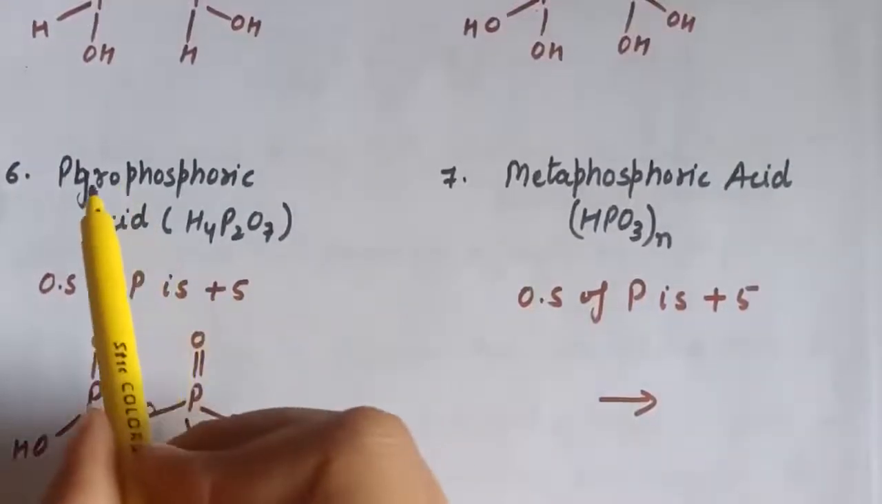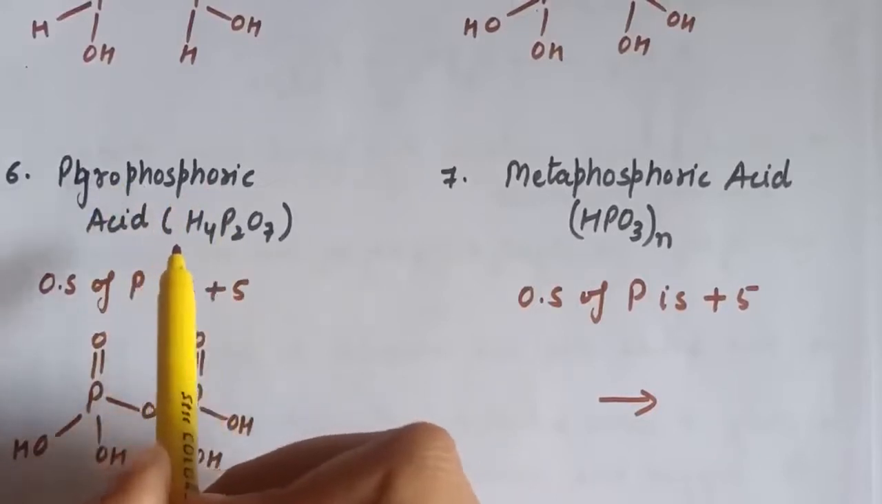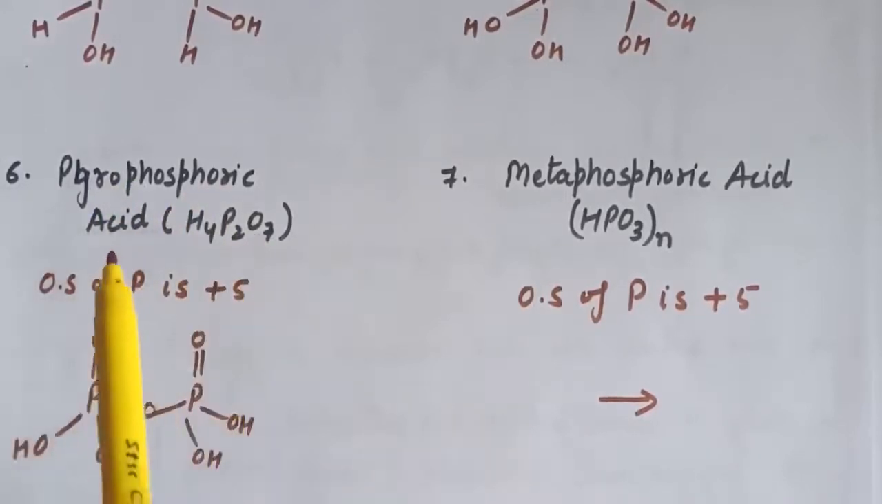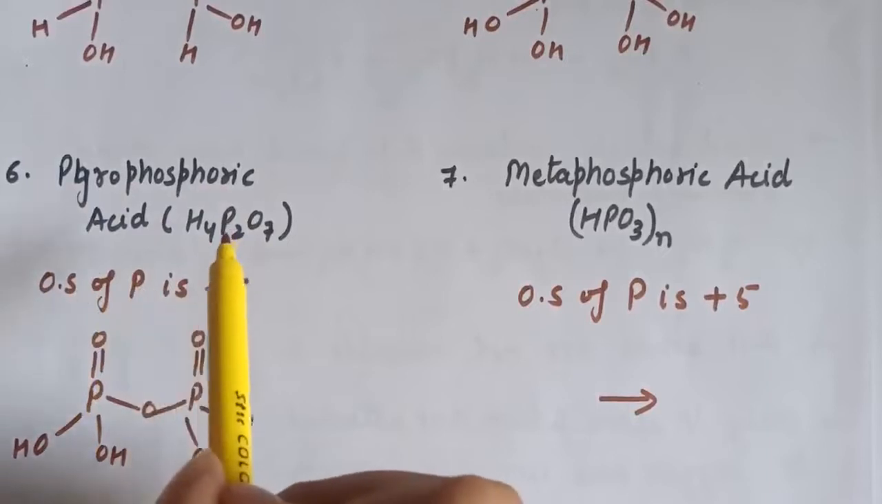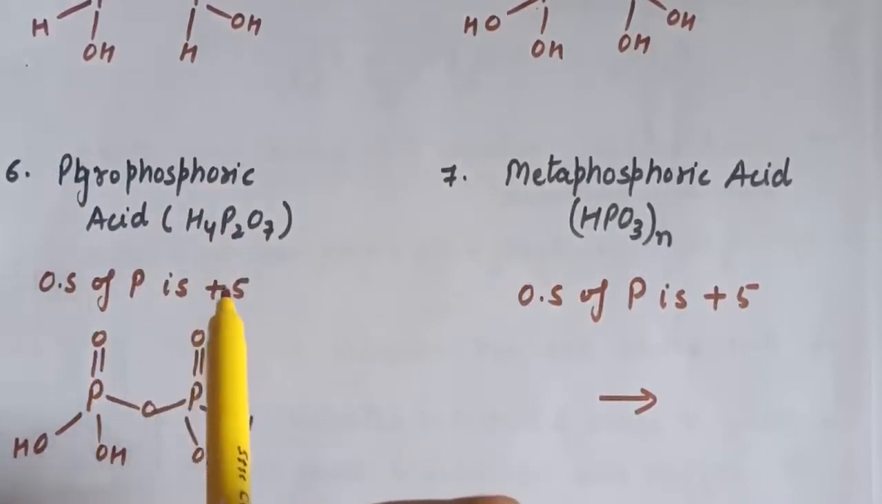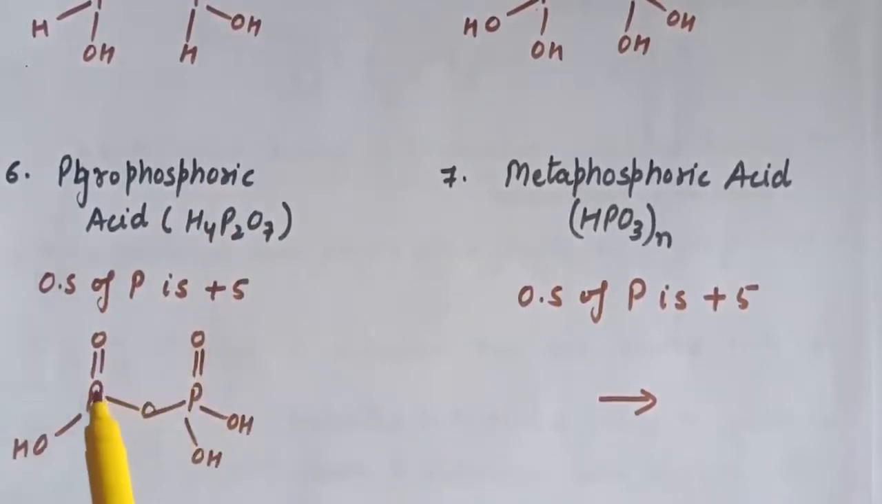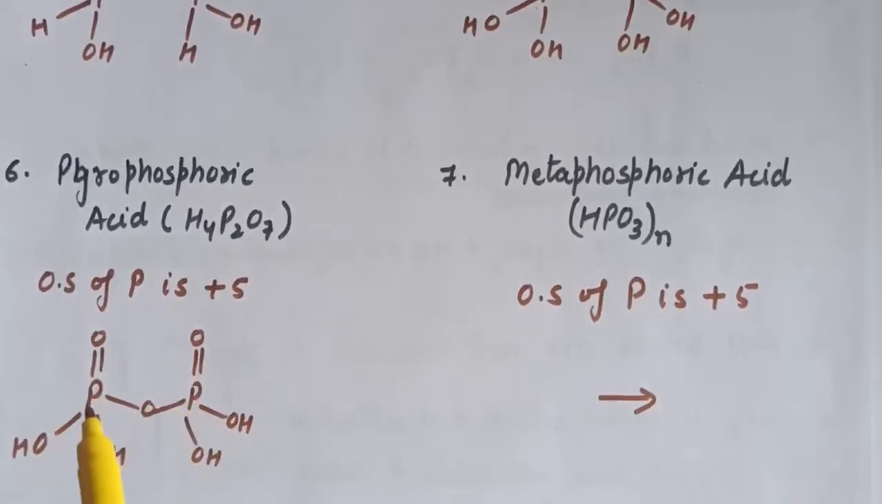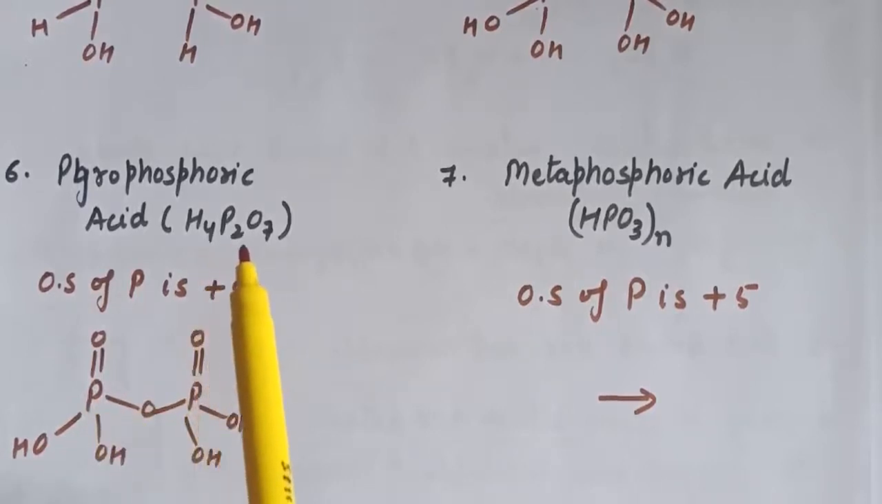So the next structure is pyrophosphoric acid. The formula is H4P2O7. Here the oxidation number of phosphorus in this case is also +5, and here we have two central atoms, and oxygen is connected to phosphorus via double bond in both the phosphorus atoms. Here we have two OH groups attached to one phosphorus, and here also two OH groups are attached to the other phosphorus, and we have one phosphorus-oxygen-phosphorus bond in this H4P2O7.